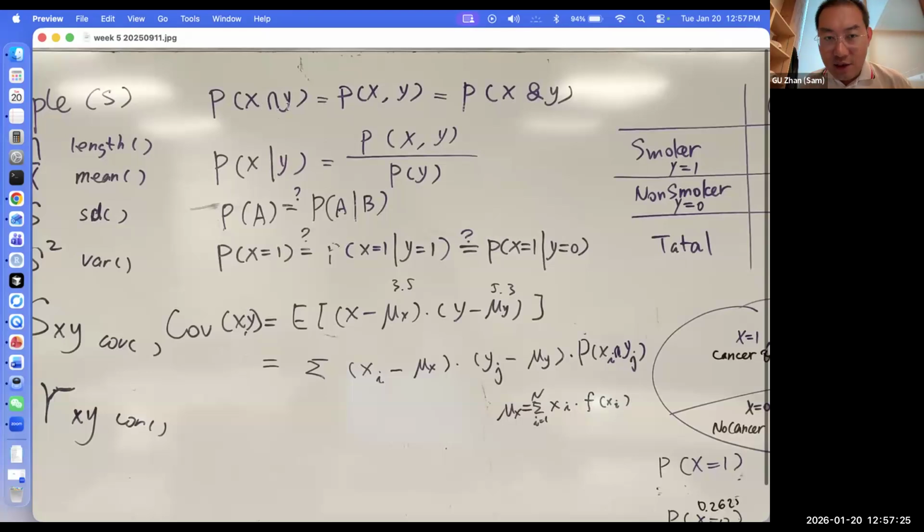P(X ∩ Y) is equivalent to P(X, Y). In general, a comma is equivalent to P(X and Y). So this is the way you interpret X, Y: X and Y taking certain values and they happen at the same time. And there will be a few other formulas. P(X given Y), the conditional probability, is equal to P(X and Y), or P(X, Y), divided by P(Y).